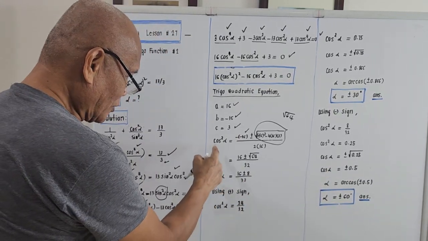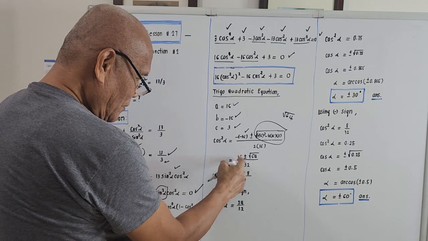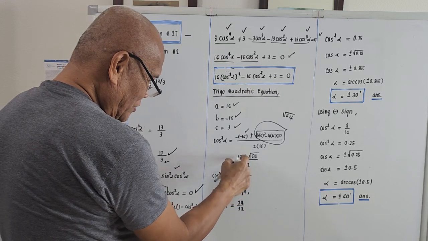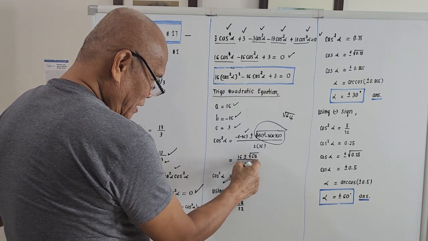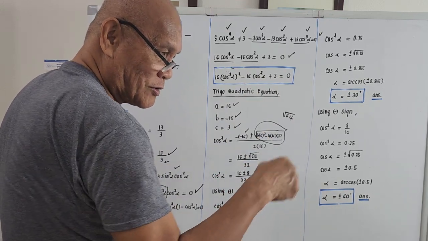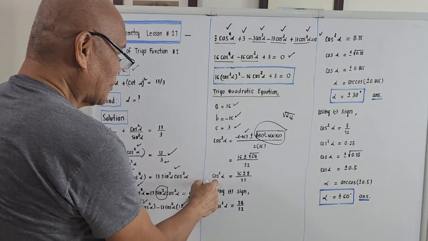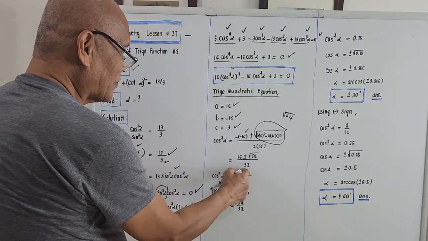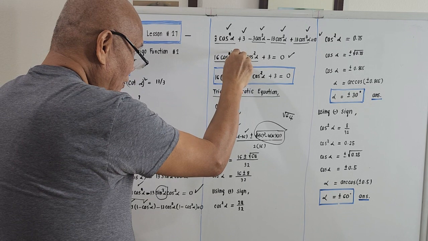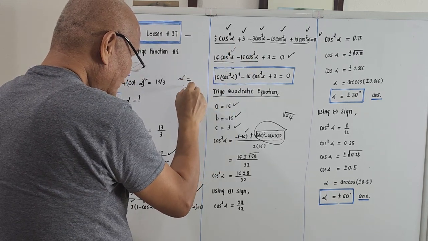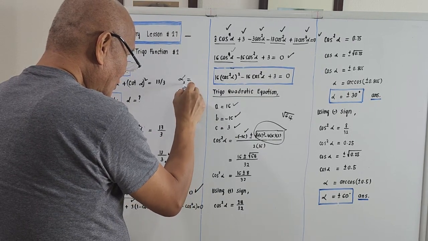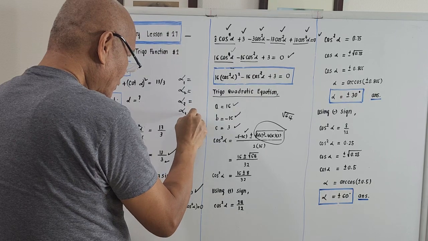So what will come out will be cosine square of alpha will be equal to 16 plus or minus the square root of 64 over 32. We use the plus or minus sign here because the overall sign inside the radical is a plus, and the square root of a plus real number is actually a plus and minus. So cosine square of alpha will be 16 plus or minus 8 all over 32. Since this is with the power 4, alpha should have 4 values. Right? Alpha number 1, 2, 3, 4.